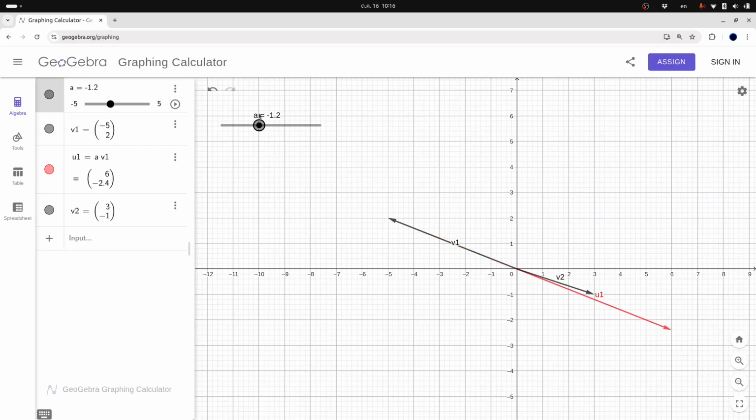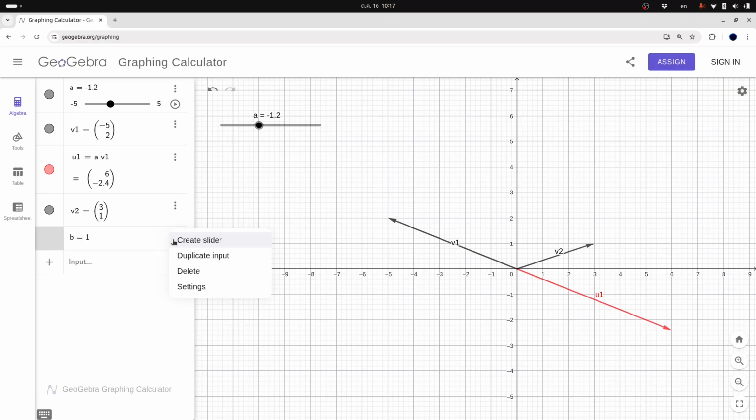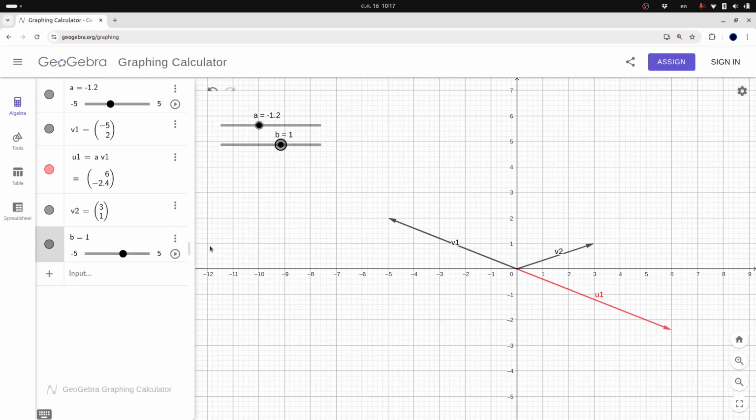All right. Now I have another vector v2, and it doesn't look that nice. Let me change it a little bit. So I have vector v2, let's say it's 2, and then let's say this is 1, like that. I can also scale vector v2. So let's add another number b equals 1, make a slider, and let's call u2 equal b times v2.